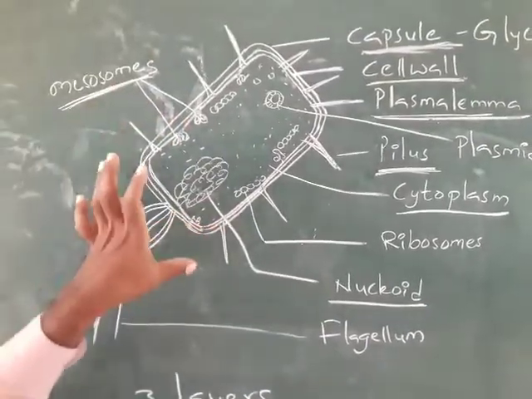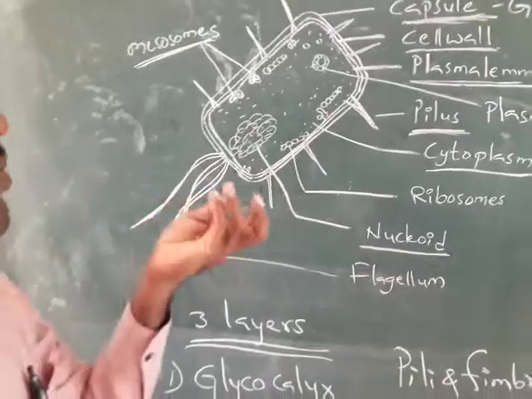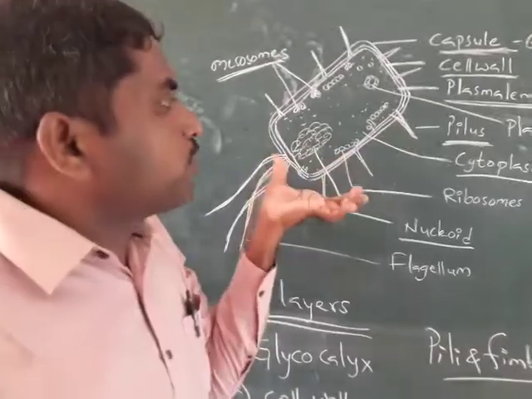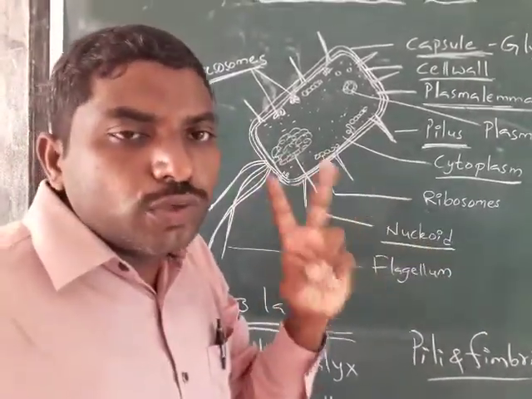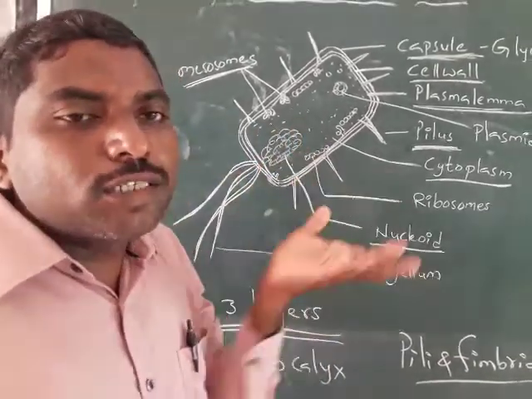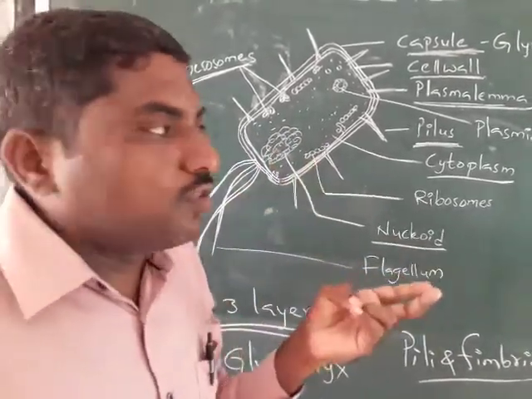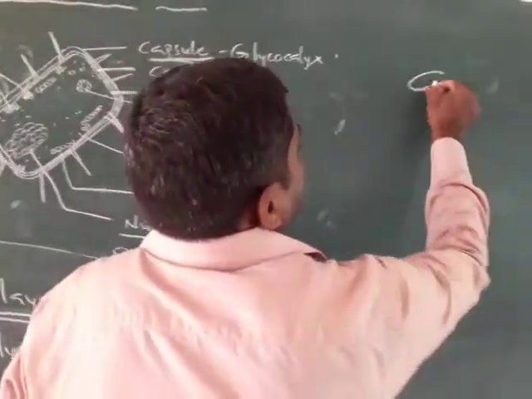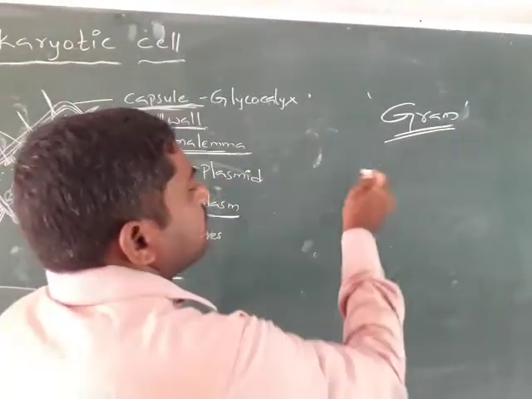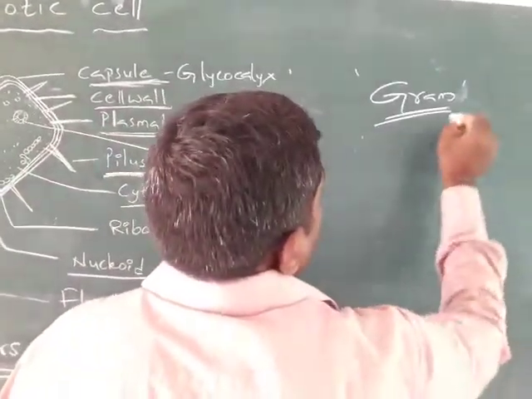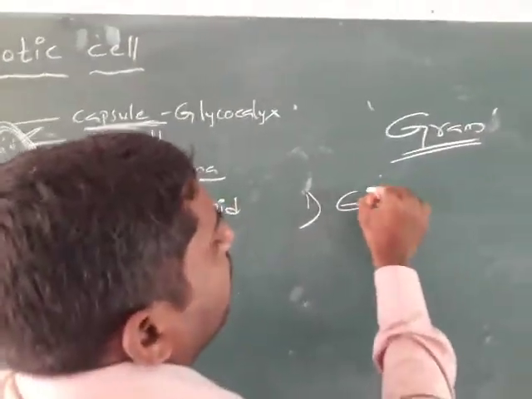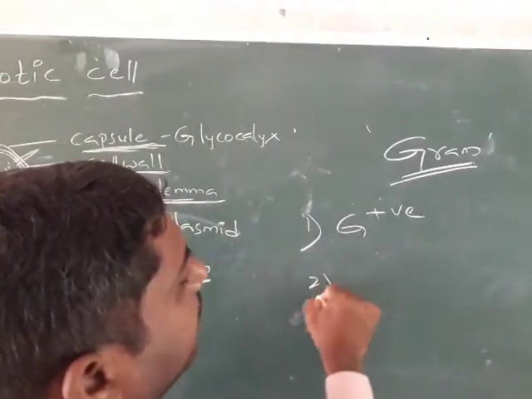Based on the staining procedure, bacteria are classified into two categories, gram-positive bacteria and gram-negative bacteria, which was proposed by Christian Gram. What are the two classes? They were proposed based on the staining procedure: gram-positive bacteria and gram-negative bacteria.